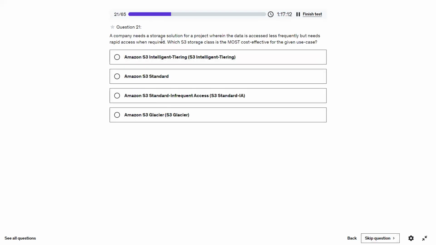A company needs a storage solution for a project wherein data is accessed less frequently, but needs rapid access whenever required. So they are saying the data is accessed very infrequently, but whenever we need it, we need it very quickly. We can't store it in Glacier, because it is cheap for infrequent data, but retrieval will take time. Standard is normal, so it's not for less frequent access. So the correct answer is Infrequent Access. We have to access it, but infrequently, and it is standard as well.